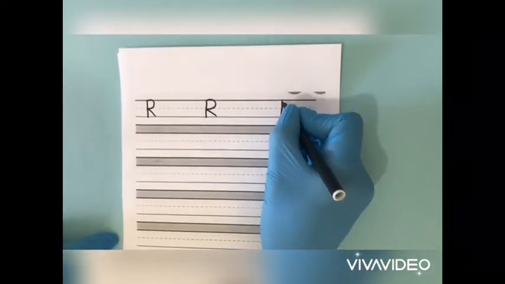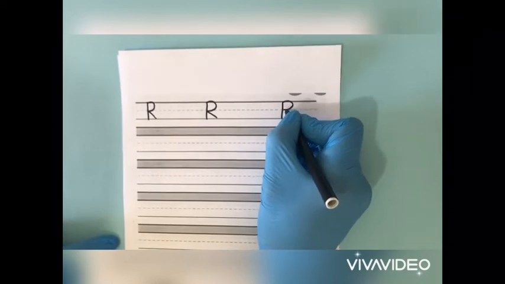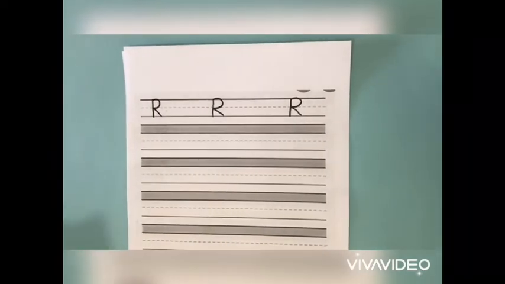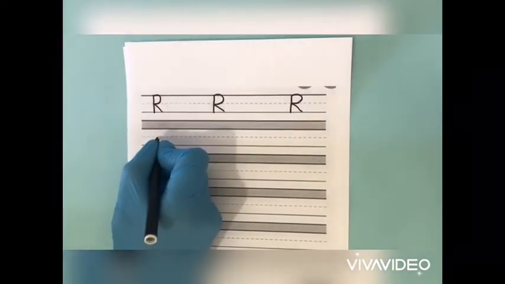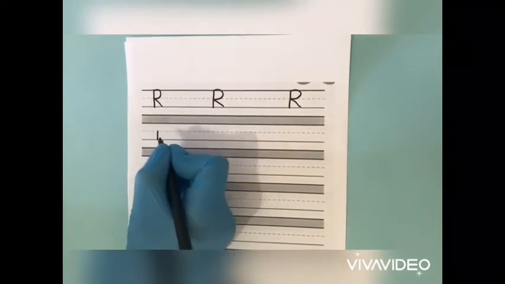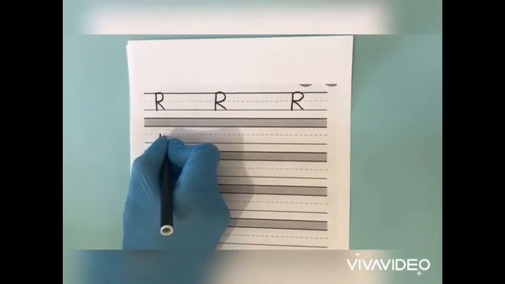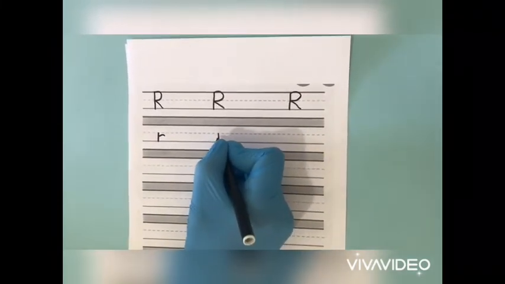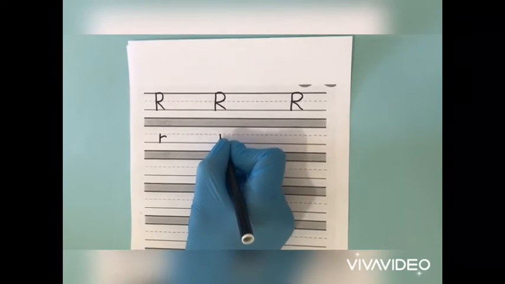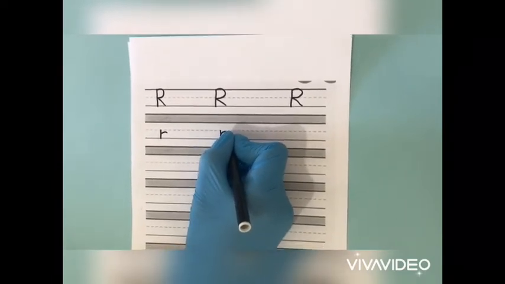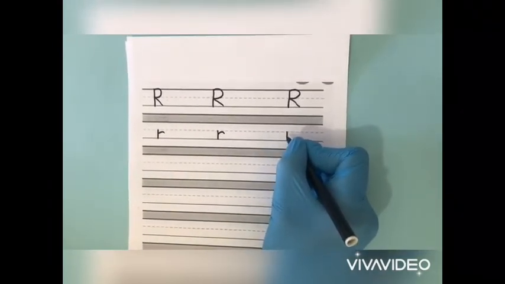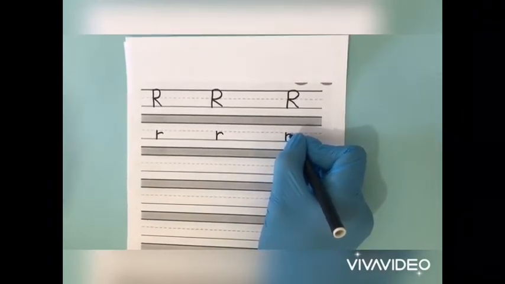One line down, good job. Semicircle and oblique line, very good. Now we will write lowercase r. One line down from the middle to the bottom. Good job.